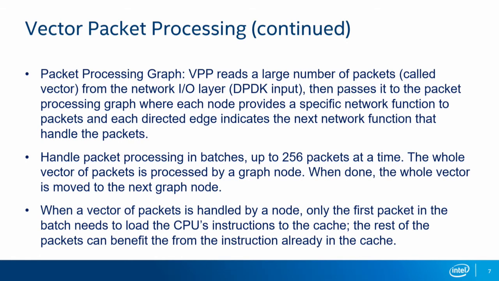As a maximum, we can process 256 packets at the same time. Not at the same time, but as a batch. The good thing about that is when you process 256 packets in a batch, only the first packet needs to read the instructions from the CPU and download them to the cache, and the next packets already benefit from the cache. That's why we can benefit a lot on CPU.